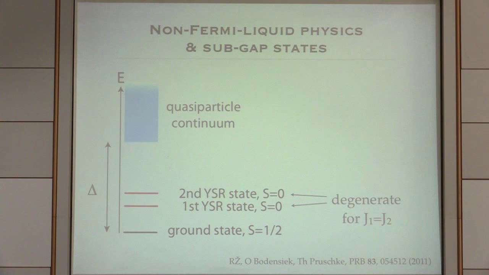More interestingly, when you look at the many-body state spectrum of the system, you'll find that the ground state, so for small J, would be a doublet. And then there are two possible Shiba states, which are both singlet. And if you make J1 equal to J2, they will be degenerate. So when you increase J, what you expect is to have a doubly degenerate singlet ground state of the system.